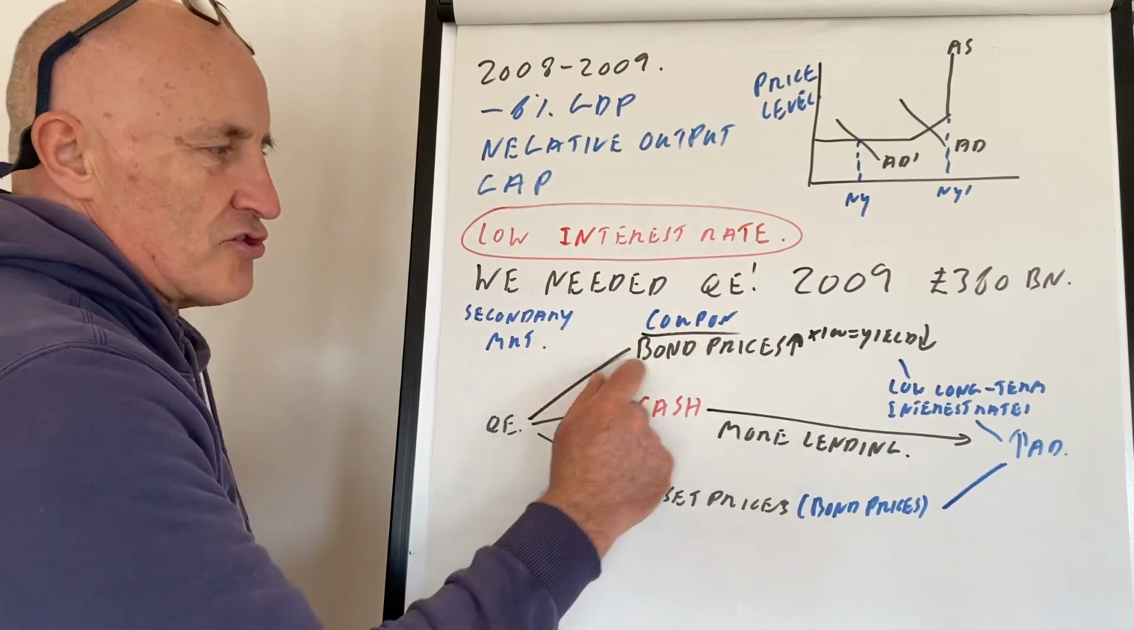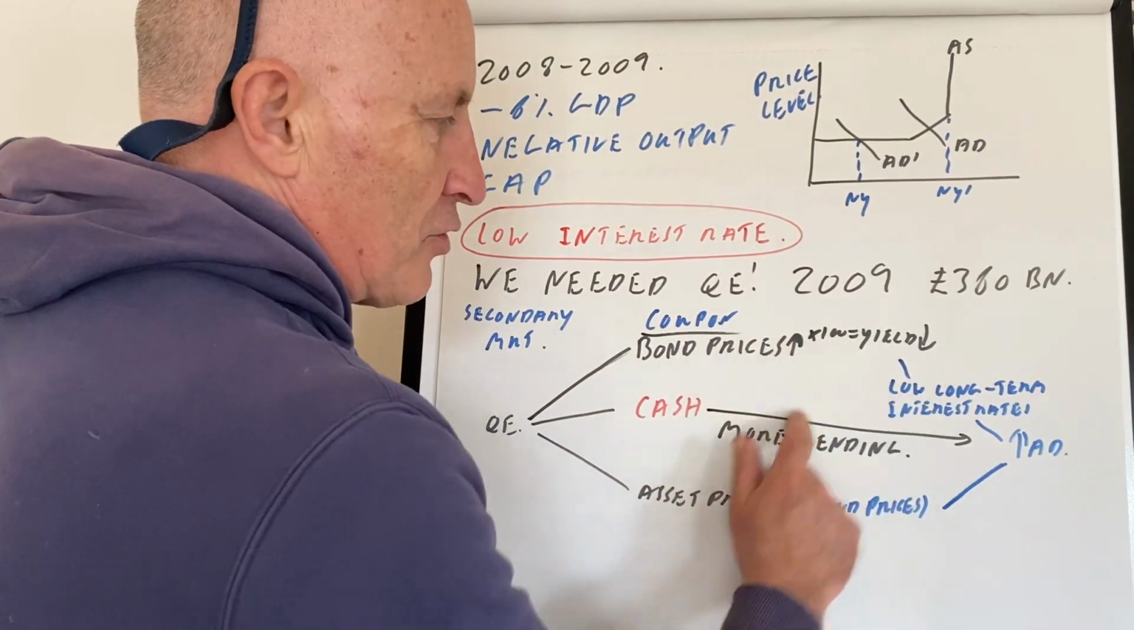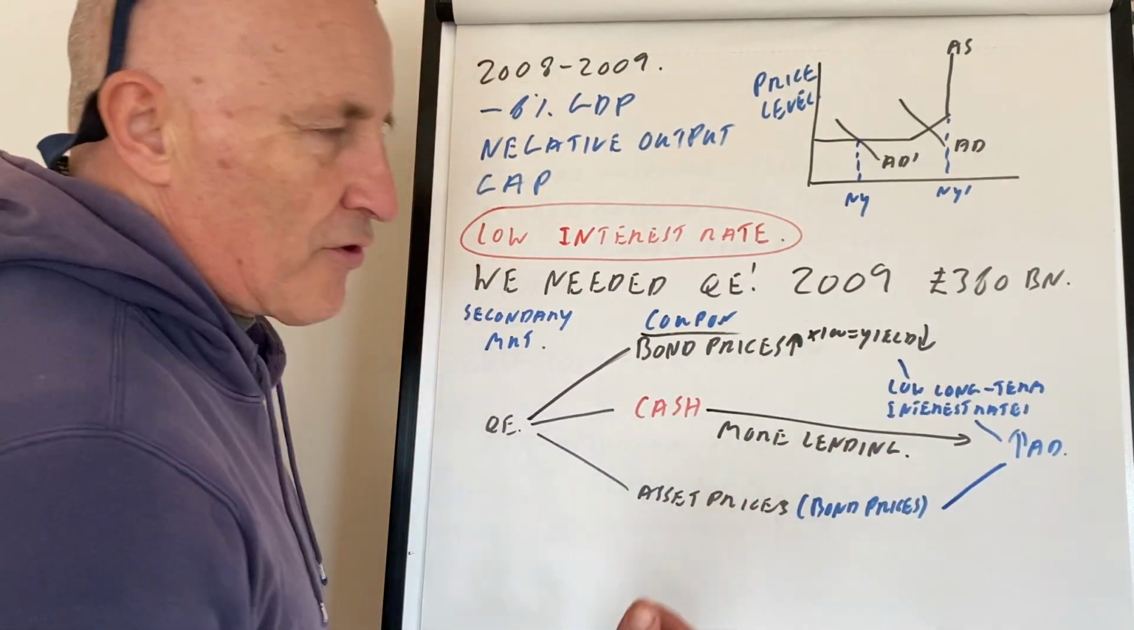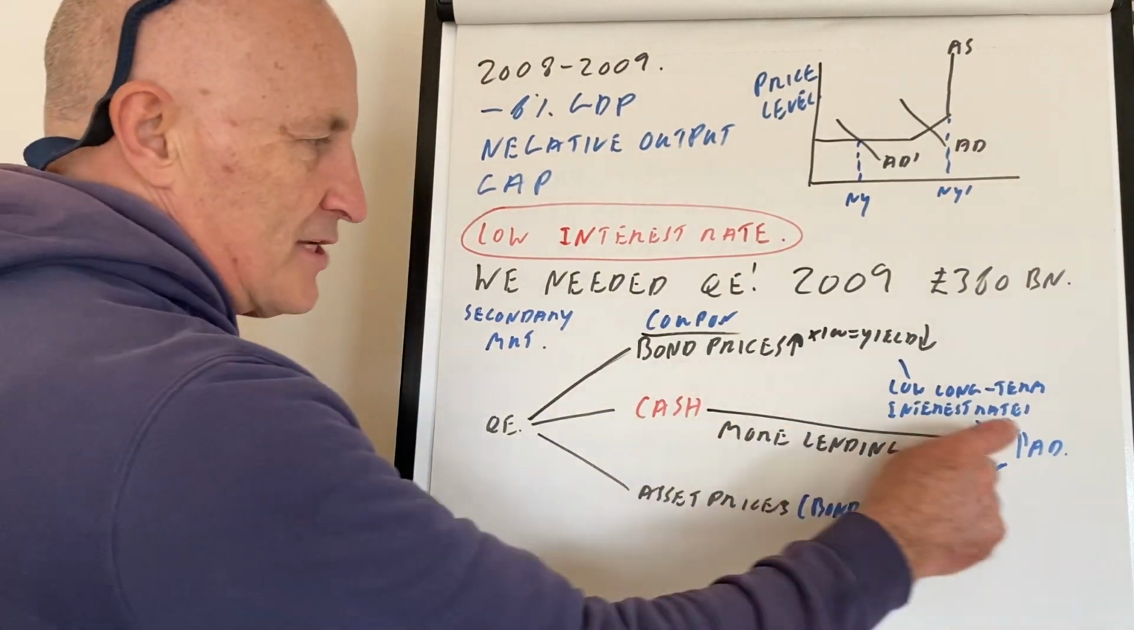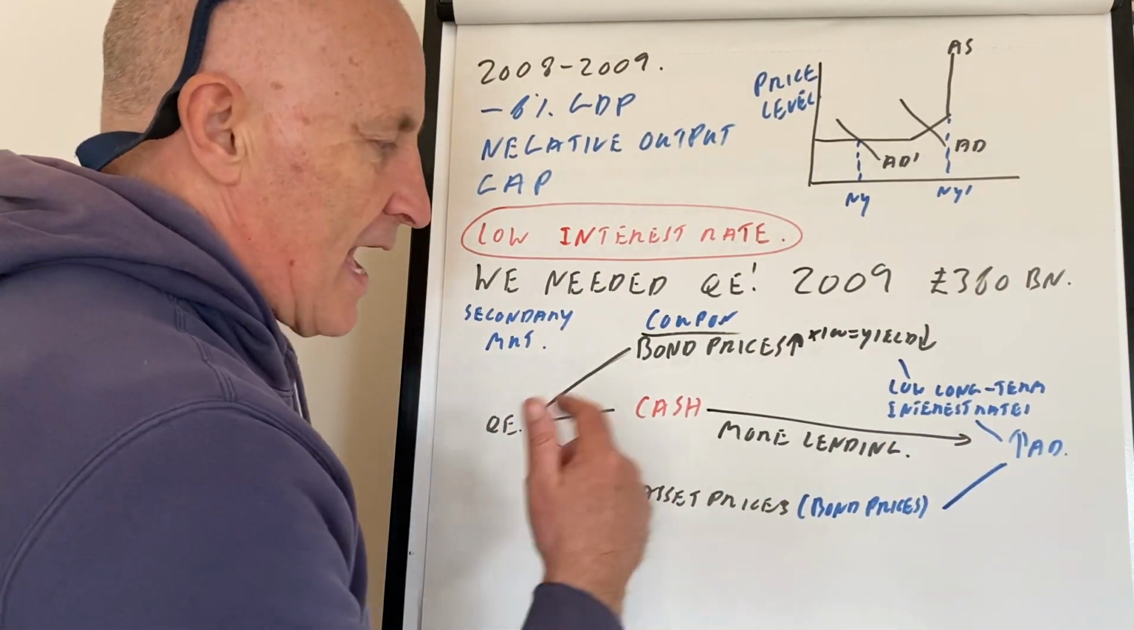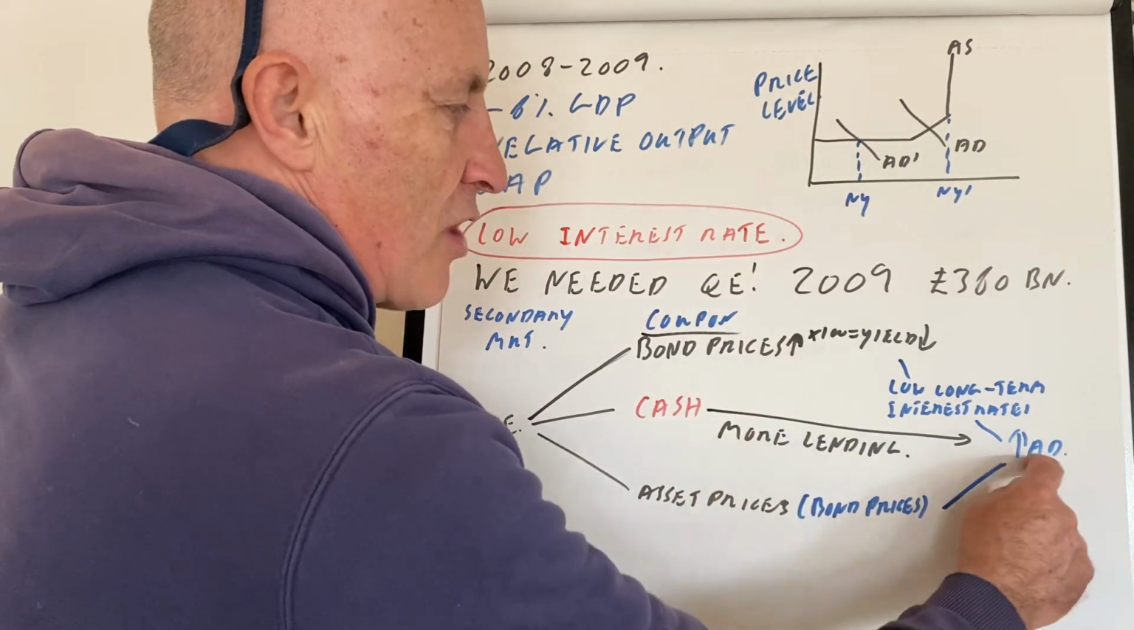QE: bond price goes up, coupon stays the same, therefore the yield goes down, therefore the long-term rate of interest goes down. Therefore it's cheaper to buy a house. That will lead to a rise in AD. The banks have more cash, therefore there'll be more lending, which leads to a rise in AD.